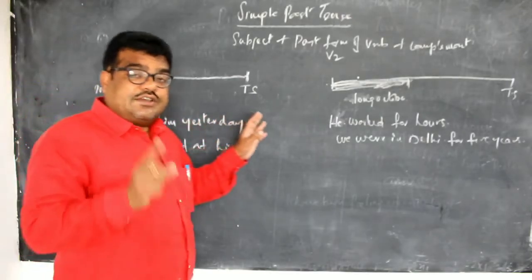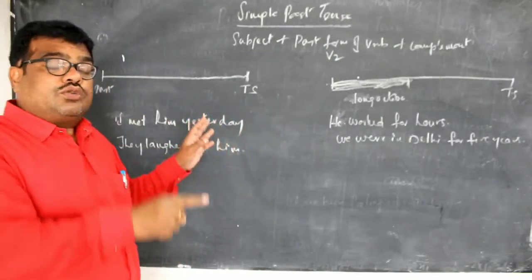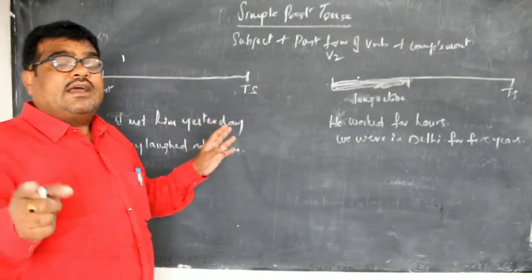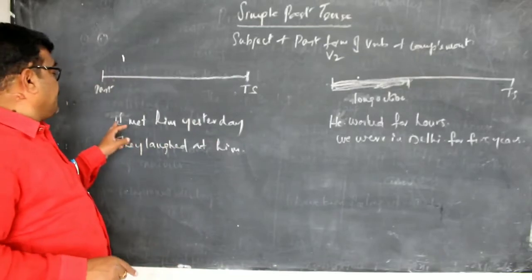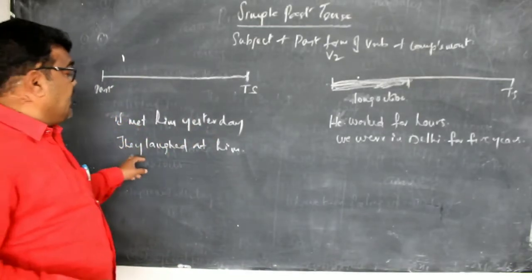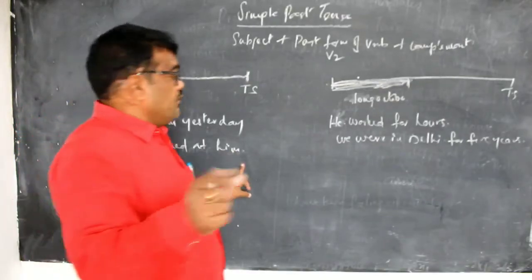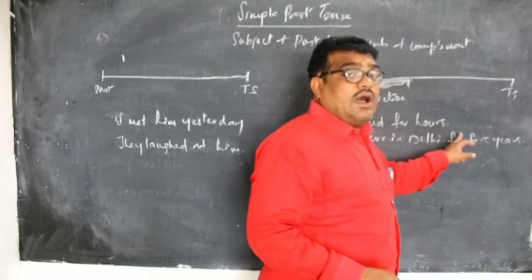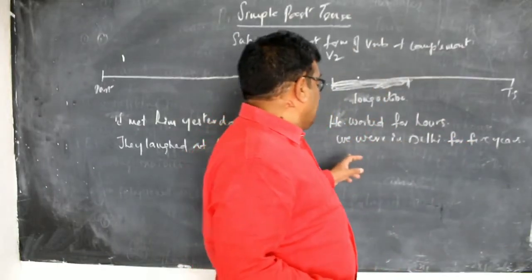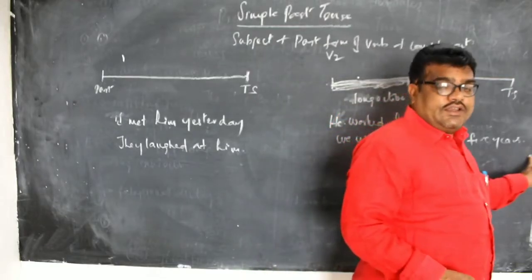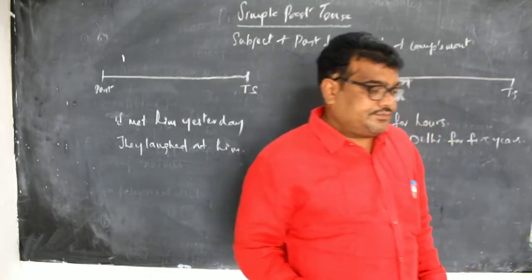The simple past tense is used for both an action which has taken a long time and a short action. I met him yesterday. They laughed at him. Whereas when it comes to a long one, he worked for us. Another example, we were in Delhi for 5 years. Note down.